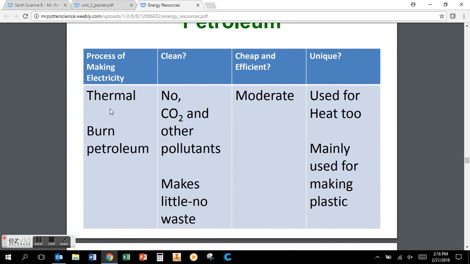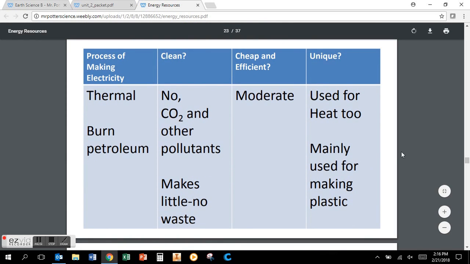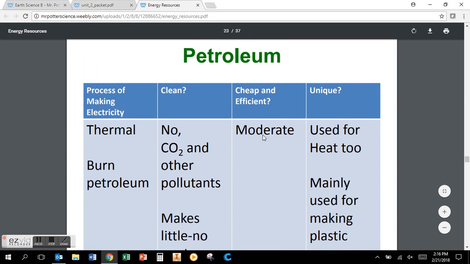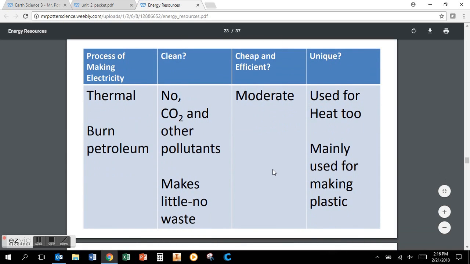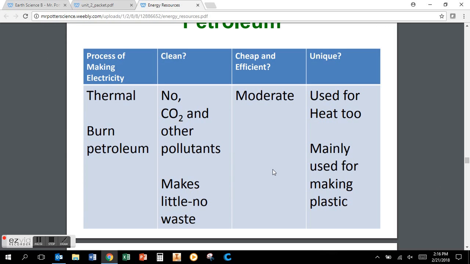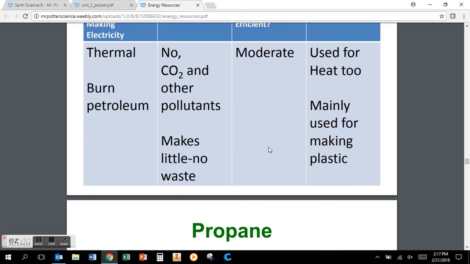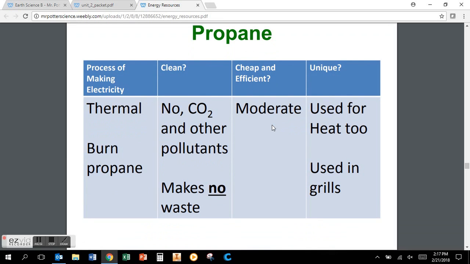Petroleum is pretty similar to natural gas. We burn it, it makes pollutants. It's moderately cheap. We use it for heating, but we actually use petroleum for making stuff out of plastic. So we use petroleum for a lot of different things. Not really electrical generation, but it can be. Propane is pretty similar to the last two that we just did. We burn it, make some carbon dioxide and other pollutants, moderately cheap or inexpensive, and we use it for heating. And you probably have a propane grill in your backyard, so we use or can use it for cooking. So that's propane.